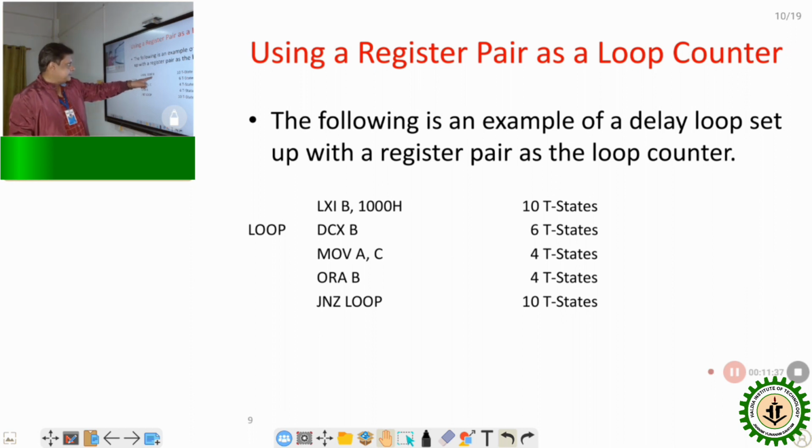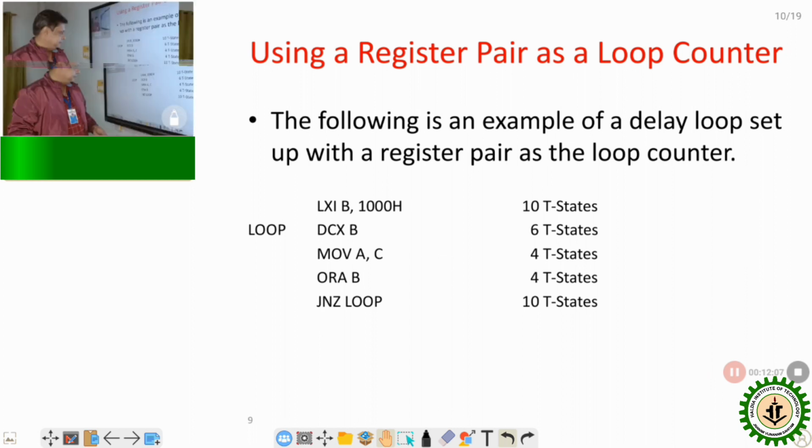LXI instruction has 3 machine cycles and 10 T states. It's a 3-byte instruction. DCX B has 6 T states. MOV instruction, or instruction, has 1 machine cycle and 4 T states. And again jump, I have told previously also, 10 T states when the condition is not satisfied and 7 T states when the condition is satisfied. In that case, again the same procedure. If I go for 10, then I have to subtract 3 for the last iteration.